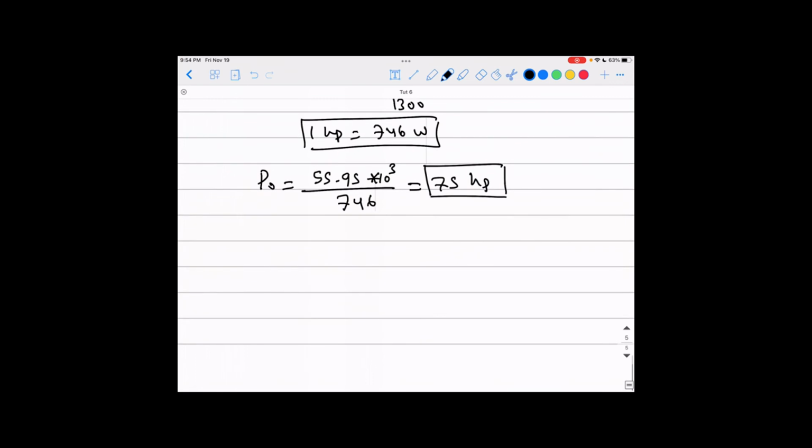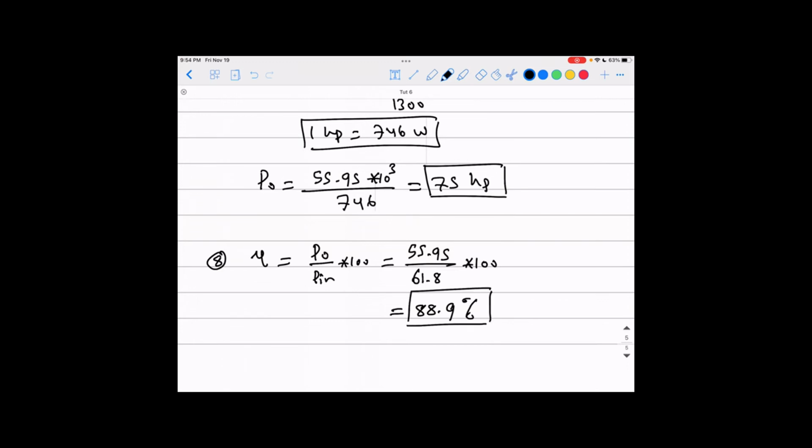Last but not least, he wants you to find the efficiency. Efficiency equals P output over P input times 100. P output is 55.95 kilowatts over P input, which is 61.8 kilowatts, and multiplying by 100 gives you 88.9%. A well-designed three-phase induction motor will have efficiency higher than 85%, okay? So that's a good motor.